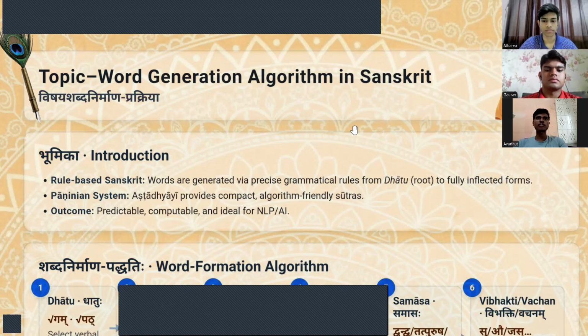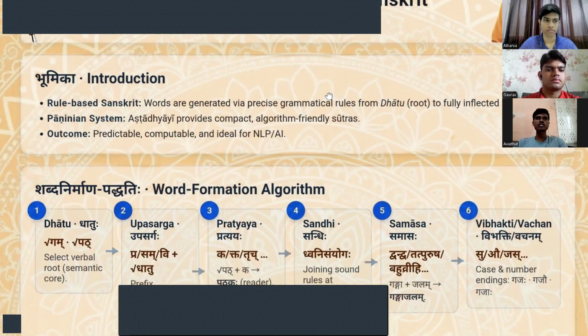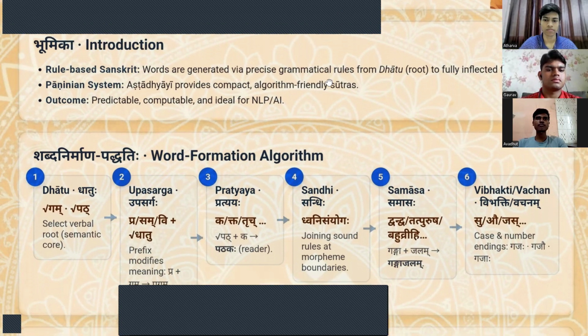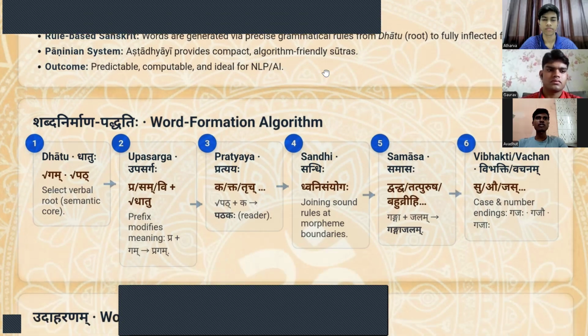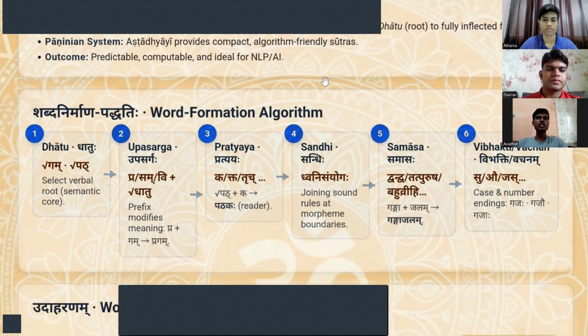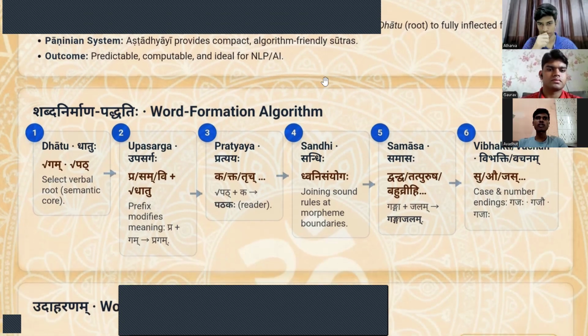So let us begin with the algorithm. The process of forming words in Sanskrit follows six main steps. Let us look at each step with detailed examples. The first one is Dhātu, which means root. A Dhātu is a fundamental root that carries the core meaning of the word.